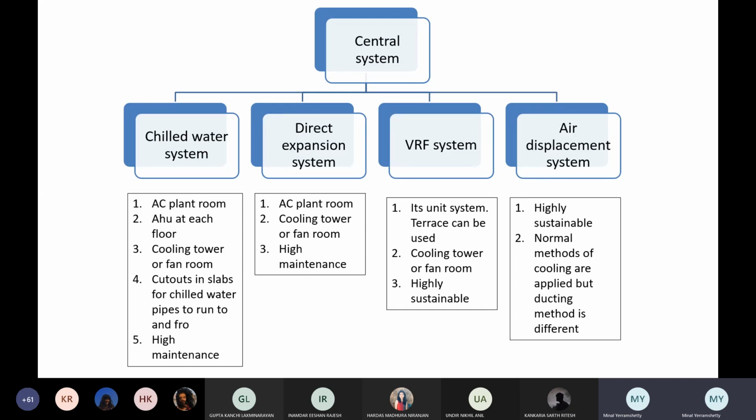The VRF system is a unit system, but a unit system with a difference. A unit system has a capacity of 2 ton, 1.5 ton, 1 ton, while VRF can easily have at least 50 to 100 ton. That's why, though it is a unit system, it comes under centralized systems. That is the difference between the main central system and the VRF system. Plus, in a VRF system I can go on adding units as my air conditioning requirement increases. That is another advantage of VRF.